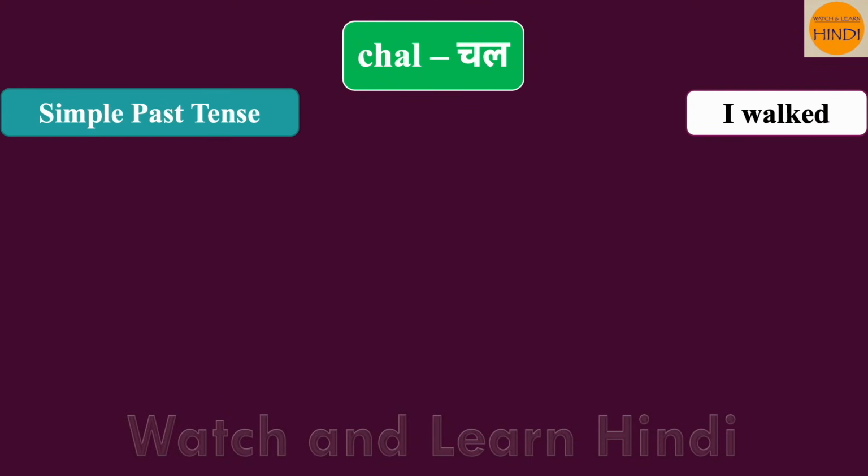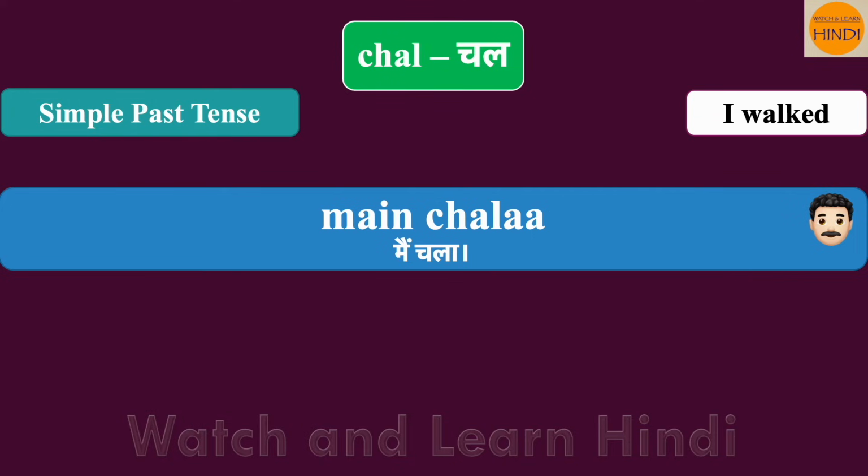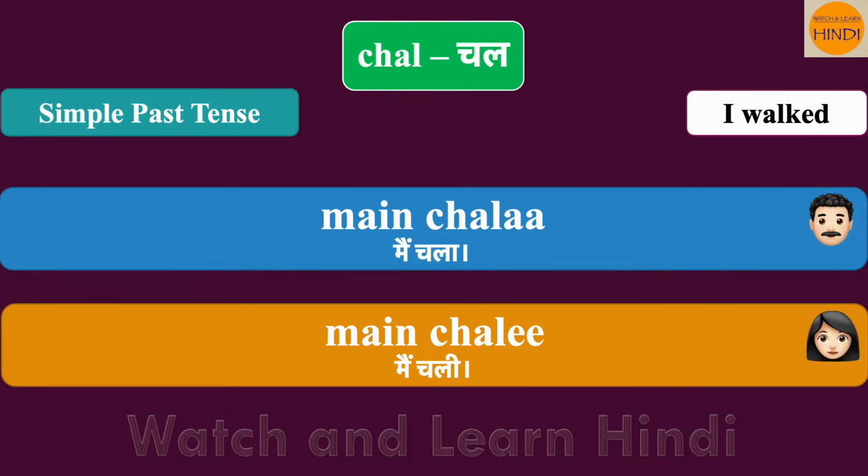Simple past tense in English will be I walked. In Hindi, for masculine gender, it will be मैं चला. चल plus आ, चला. मैं चला. I walked. For feminine, मैं चली. चल plus ई, चली. मैं चली. I walked.